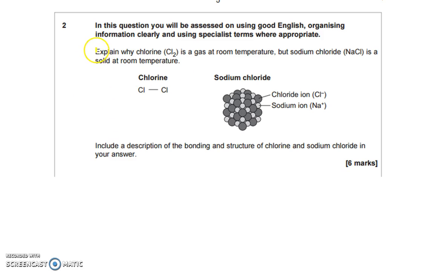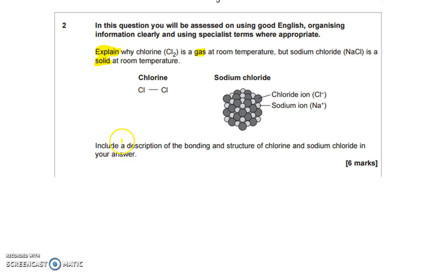So it says explain. So I'm highlighting explain. Remember, explain as a command word in science basically means tell me something scientific, some scientific information that you've learned. Why chlorine is a gas at room temperature and why sodium is a solid at room temperature. I'm highlighting these because these are important, because remember with chemistry, when you're talking about substances as gases or solids, there's reasons for that to do with the bonding.